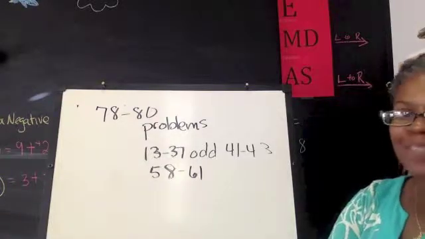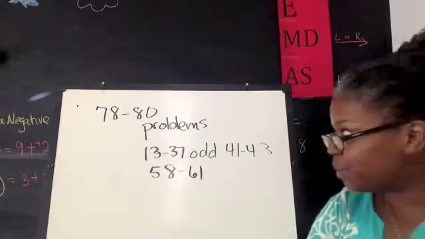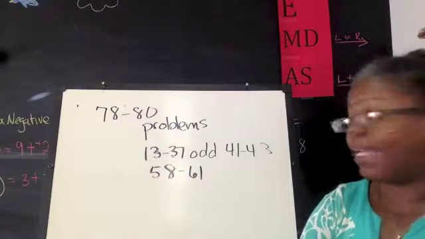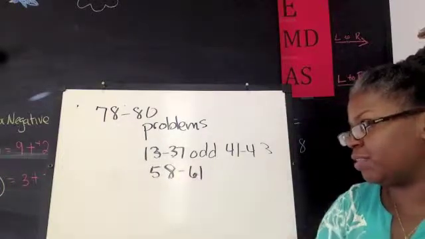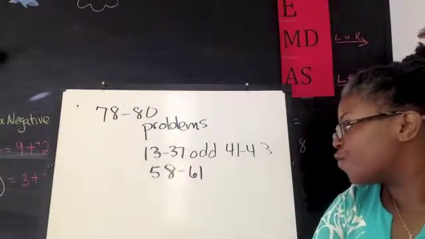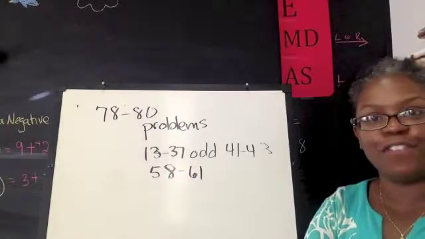So your problems for tonight are as follows: pages 70 to 80, and you'll do the problems 13 through 37 odd, 41 through 43, and then 58 through 61.